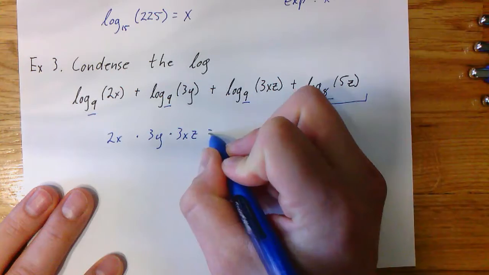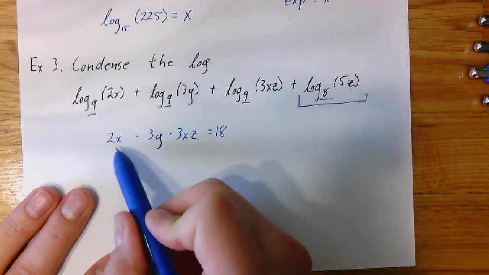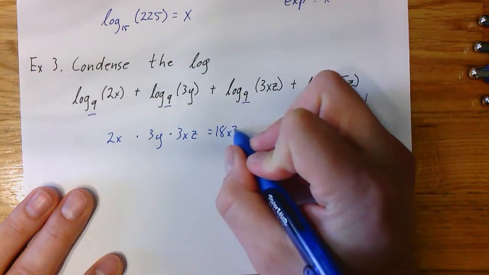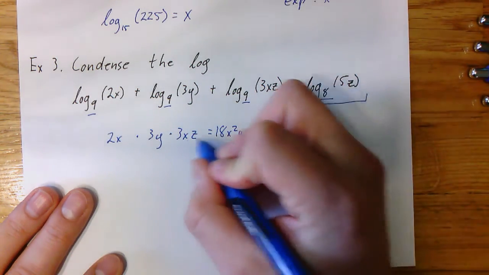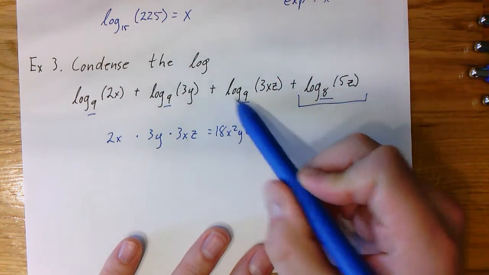3xz. So that's going to be 2 times 3 is 6, times 3 is 18. X times x is x squared. Bring over our y, bring over our z. So it's going to be 18x squared yz. That's the new argument of our log base 9.